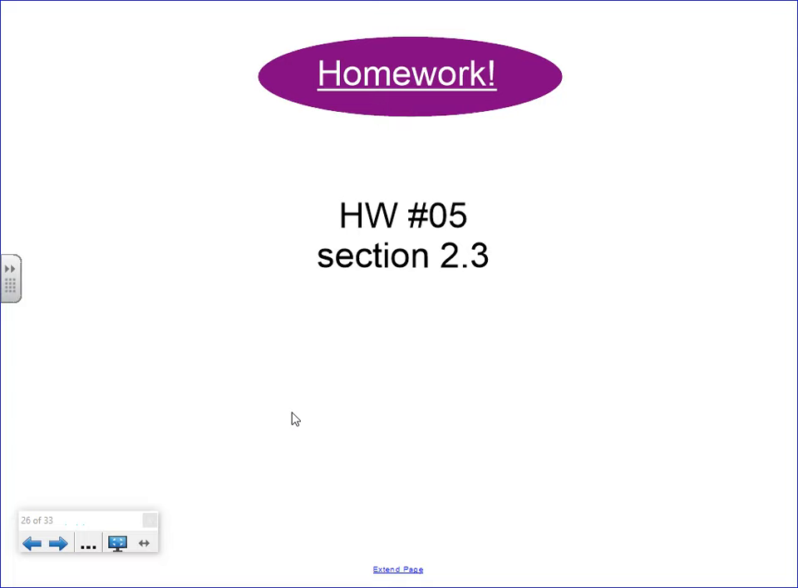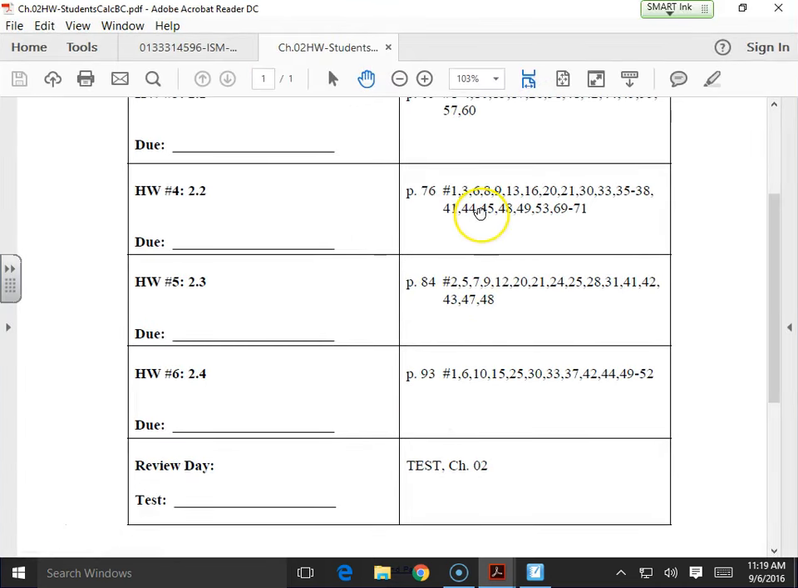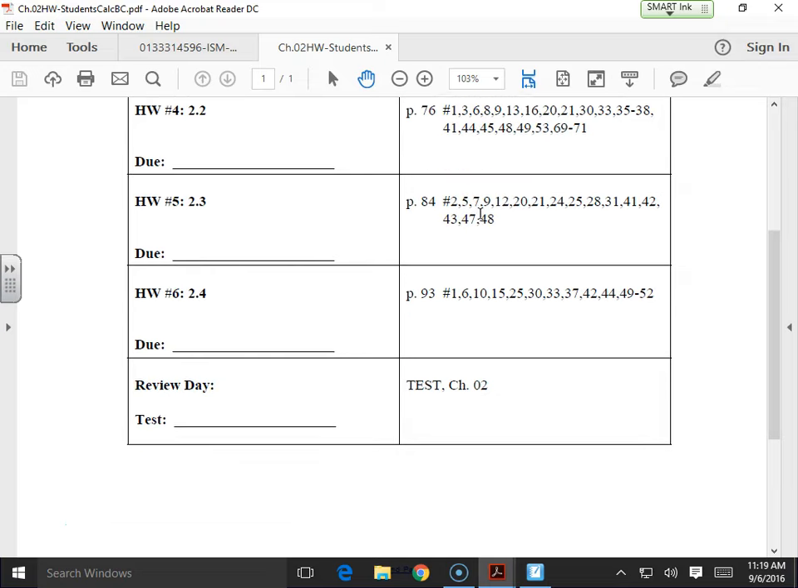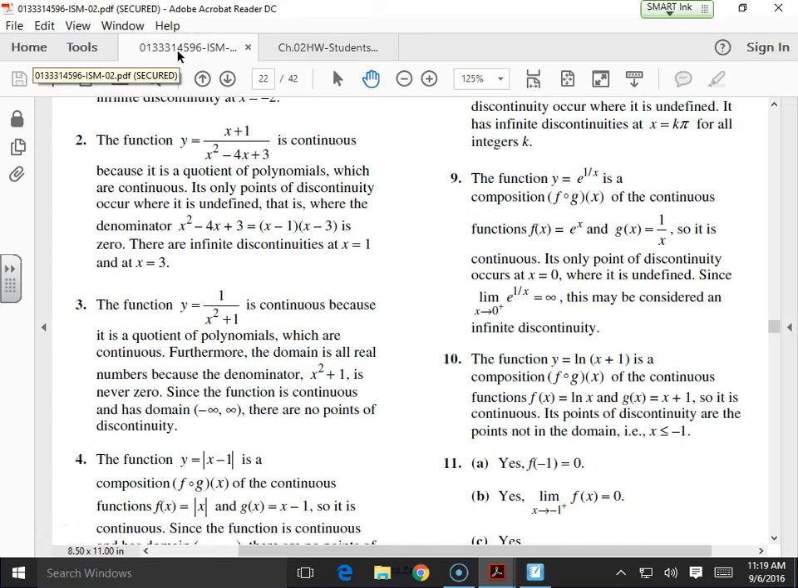Homework number 5, section 2.3, spirals open. Let's go check our evens, see if you guys had any questions along the odds. So evens, we had 2, 12, 20, 24. Start with number 2. Basically, everything is good except for the zeros of the denominator, meaning 1 and 3.